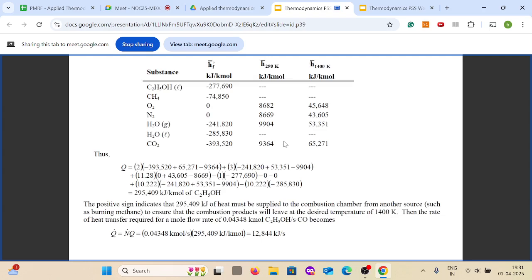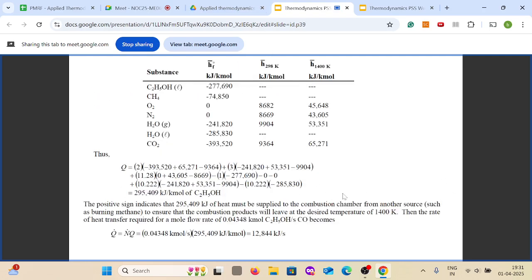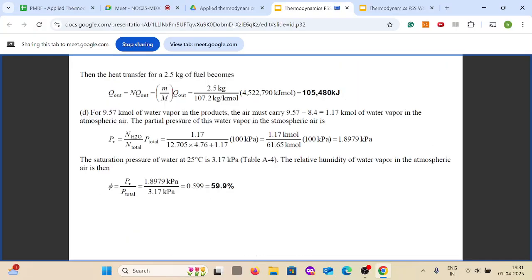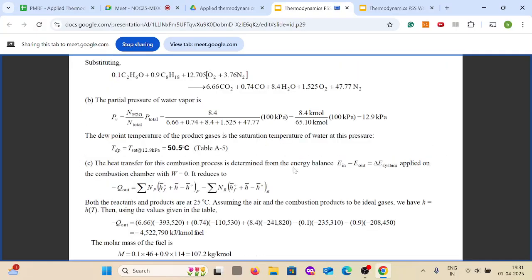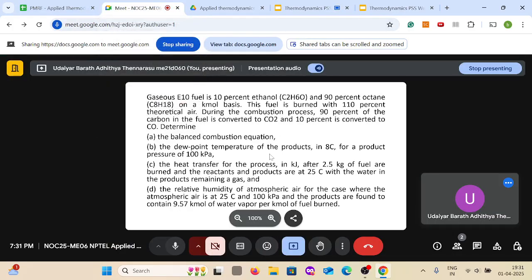That's how we calculate it, and with that the combustion portion has been finished with this week 10, and we'll continue next class. Thank you. We'll see you next class.